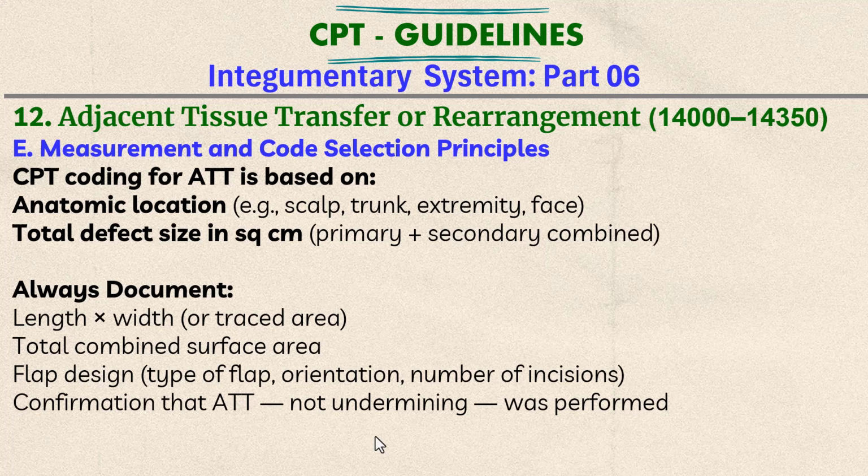The measurement and code selection principles are: the CPT coding for adjacent tissue transfer is based on anatomic location, for example scalp, trunk, extremity, face, and the total defect size in square centimeters. So the total defect size means the primary and the secondary combined. When documenting, always document length and width to trace the area, total combined surface area, and flap design, for example type of flap, orientation, number of incisions, and confirmation that this is adjacent tissue transfer, not undermining.